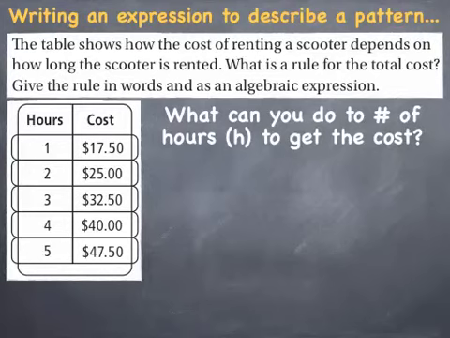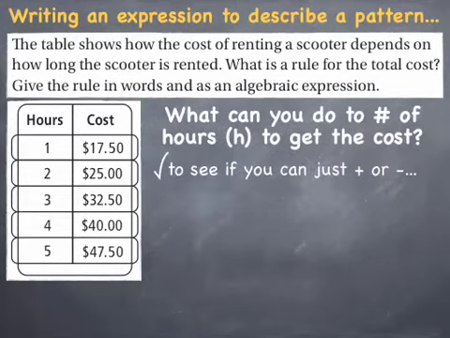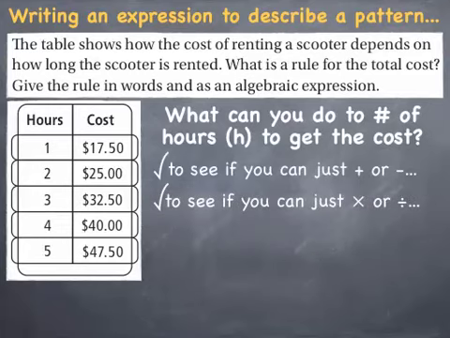The first and easiest thing to check before you move on is to see if you are just adding or subtracting. So what would you need to add to 1 to get $17.50? You would need to add 16.5. Well, 2 plus 16.5 is not going to give you 25, so that is not going to work. The next and pretty quick thing to check would be to see if you can just multiply or divide by something. So to go from 1 to 17.5, we would multiply by 17.5. We'll test it for 2. 2 times 17.5 is not going to give you 25.